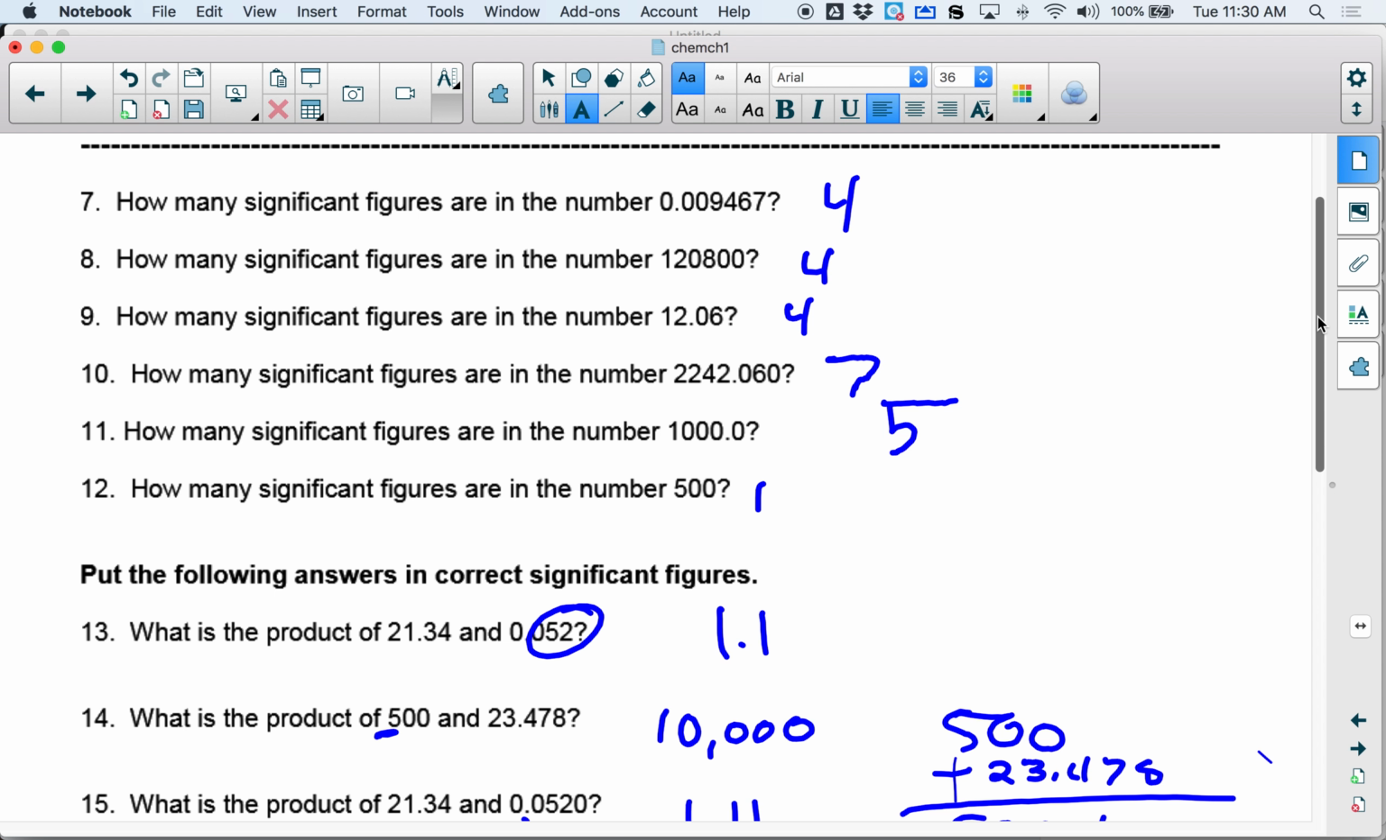Okay? Yes? On number 10, why is that last zero significant? This one right here? Because it's to the far right of the decimal, right? It's out past the other numbers. So that makes it significant, and the reason is there'd be no reason to write it if it wasn't significant.